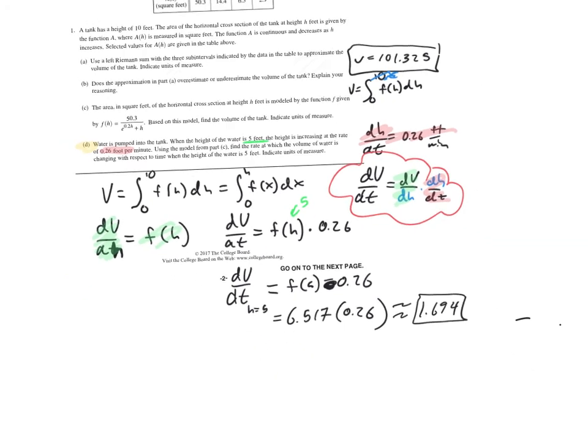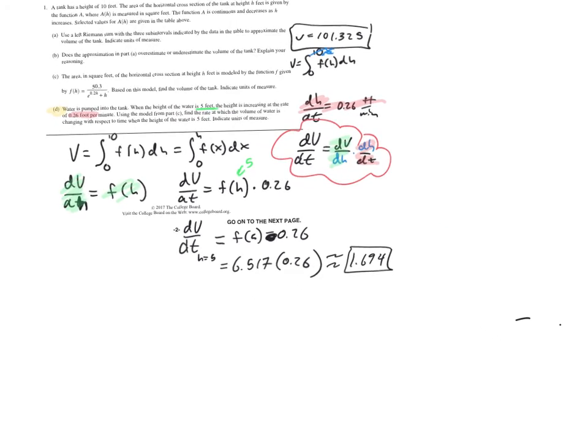Now, they do want us to indicate units of measure, which is pretty simple to do. Well, what's going on here? We're talking about a change in volume. Everything's been in feet, so this must be cubic feet per, what was my time? It was minutes, so this must be cubic feet per minute. So basically, at that point, when this tank is 5 feet, the water's filled about halfway, 5 feet up, it's filling at a rate of 1.694 cubic feet per minute. That's all there is to this one.